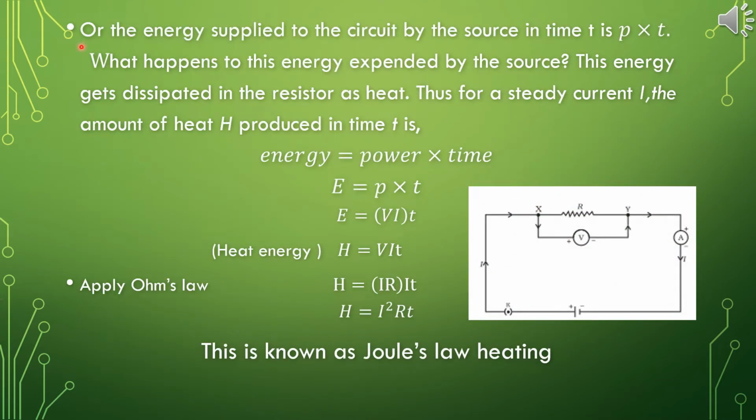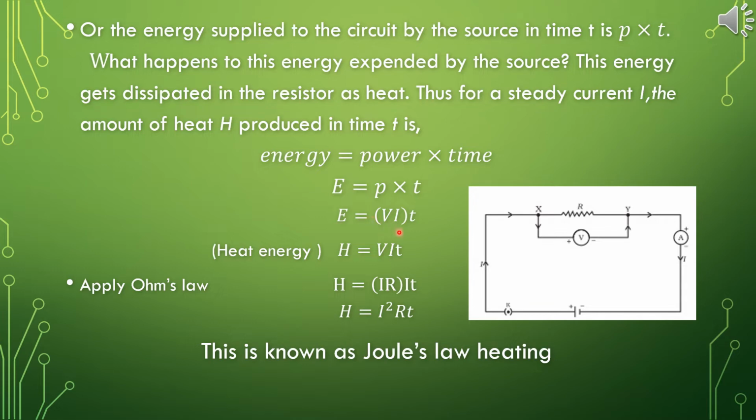Now, the energy that is supplied to the circuit by the source in time T is nothing but power into time. So you know the formula, energy is equal to power into time. Let us see what happens to this energy expended by the source. This energy gets dissipated in the resistor as heat. Thus, for a steady current I, the amount of heat H produced in time t is given as energy equal to power into time. Here energy is nothing but heat energy. So I can write E is equal to P into T.